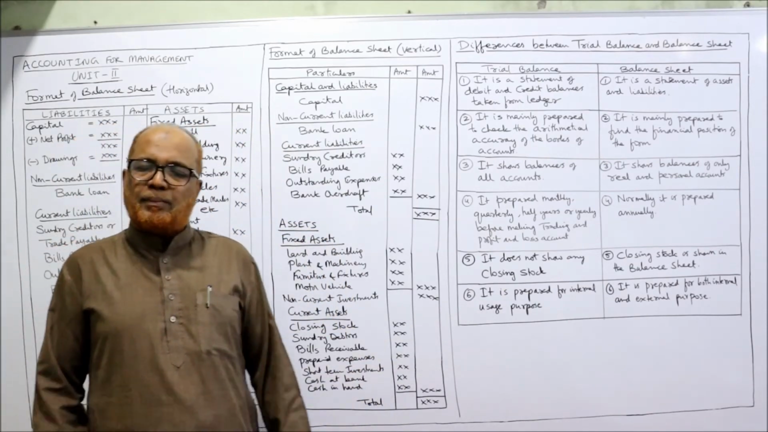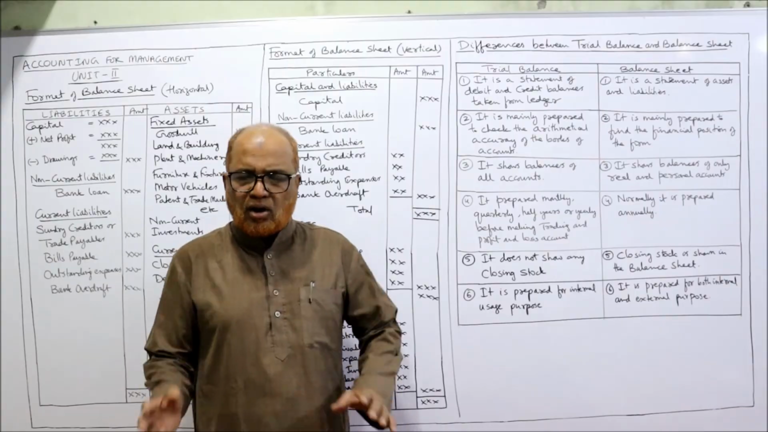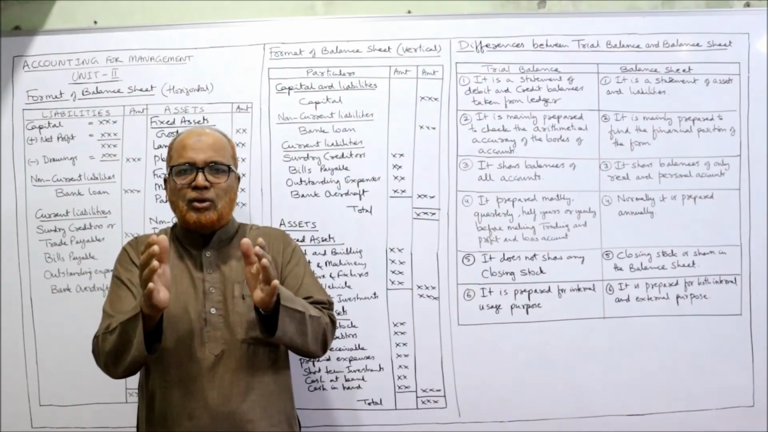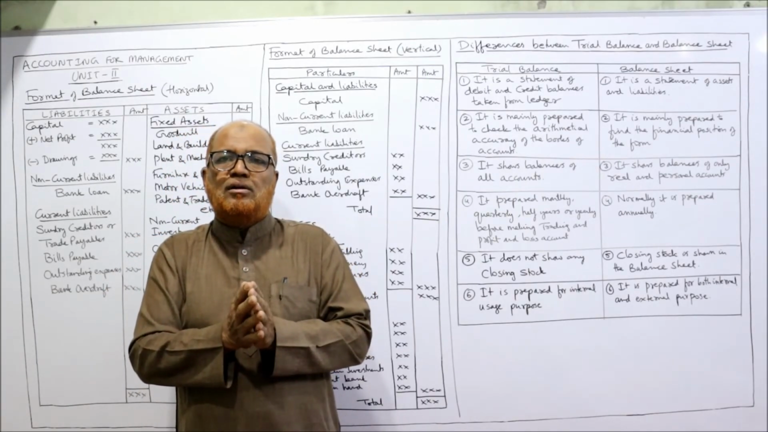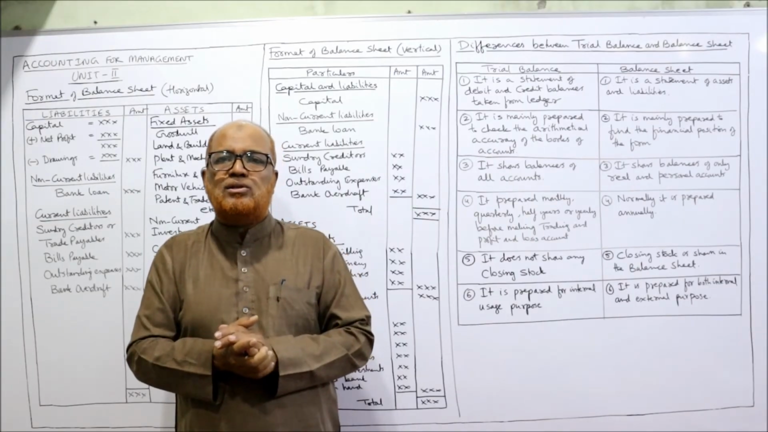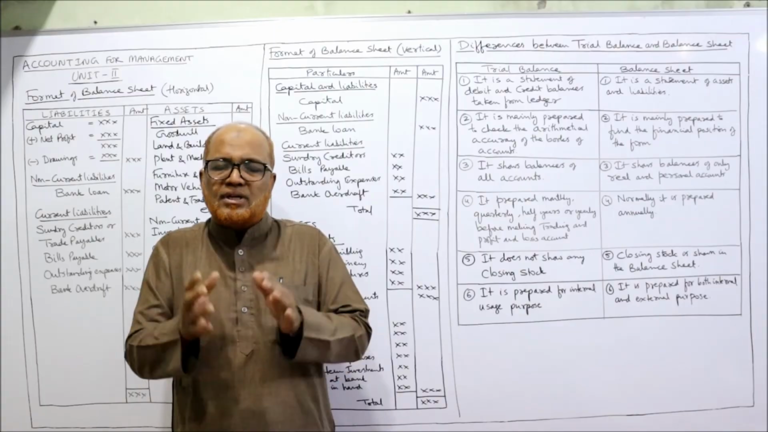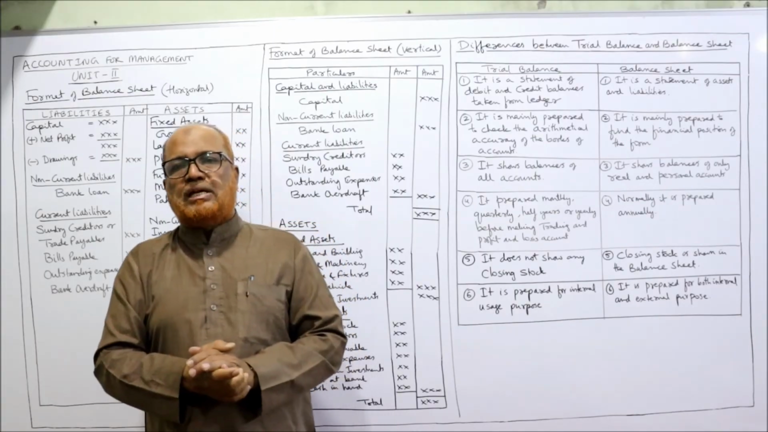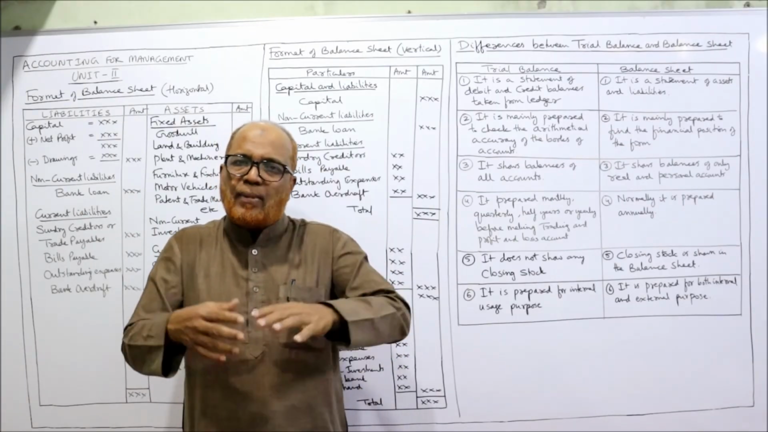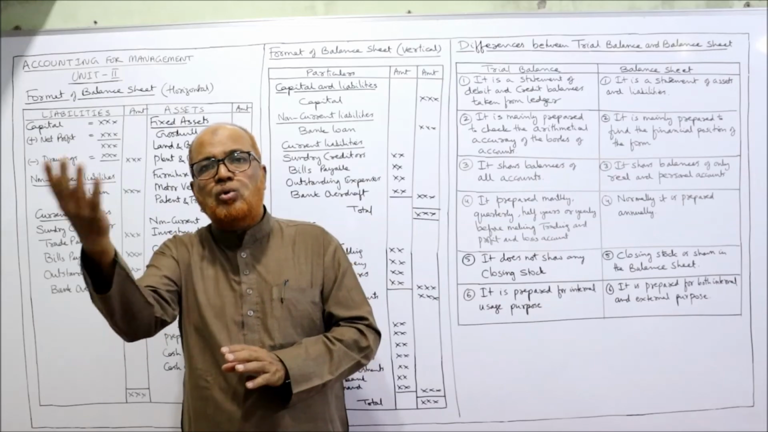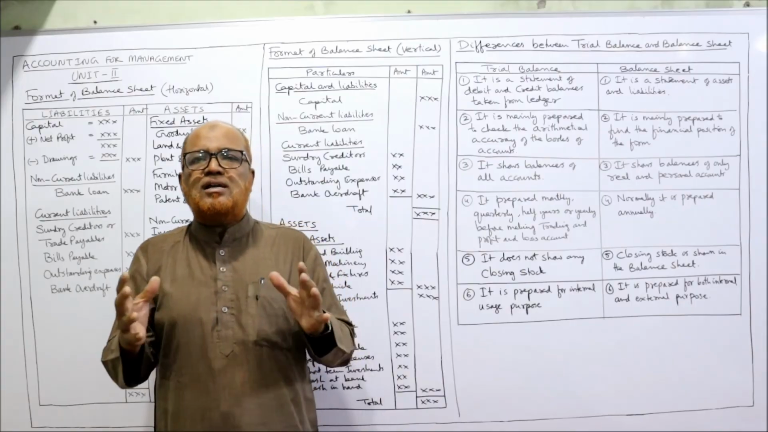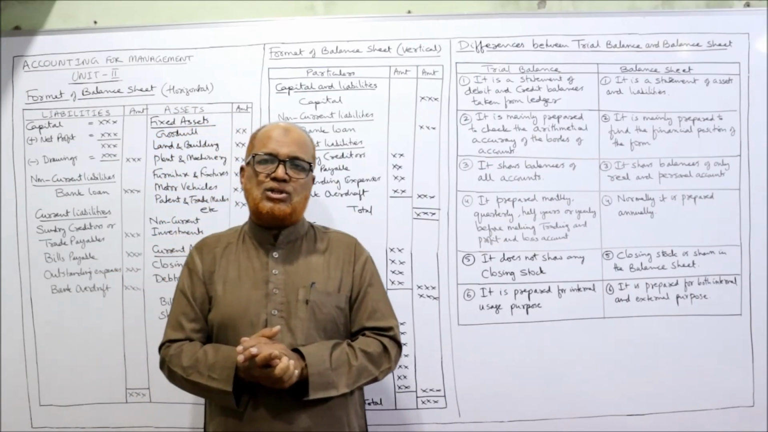Next, it is prepared for internal purpose. Normally, trial balance is not for any use of the outsiders. The trial balance will be prepared only for the use of the business management. Only the business management or accountants will require trial balance to check the arithmetical accuracy. That's why it is only of the internal usage. Whereas the balance sheet may be used internally as well as externally. The management will use the balance sheet as well as the outsiders, the stakeholders will use the balance sheet. So these are a few differences between trial balance and balance sheet.